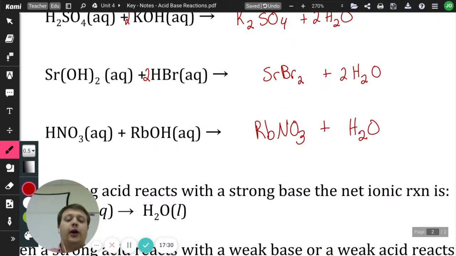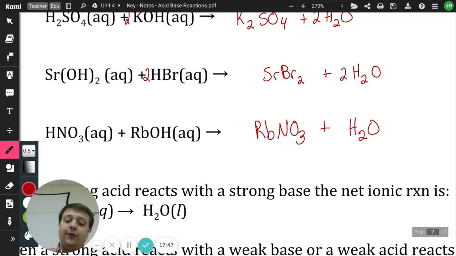Okay, so this is what you should have gotten. For that first reaction, the strontium hydroxide plus the hydrobromic acid, we're going to produce strontium bromide plus water, and we're going to need to go back in and balance it. So you would need 2 hydrobromic, and you would need 2 H2O to make that balanced.